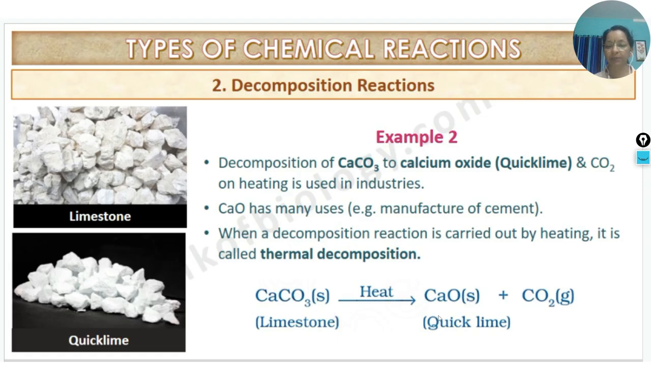Calcium oxide, we learned in the previous example, is quicklime, which is used for whitewashing. That is produced by the decomposition of calcium carbonate or limestone. Again, heat is applied, and calcium carbonate decomposes to produce calcium oxide and carbon dioxide. So again it's a decomposition reaction and an endothermic reaction.